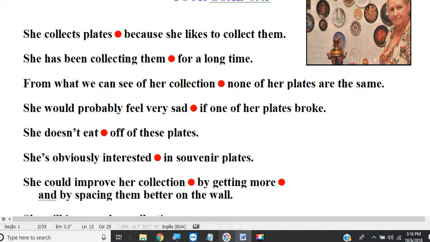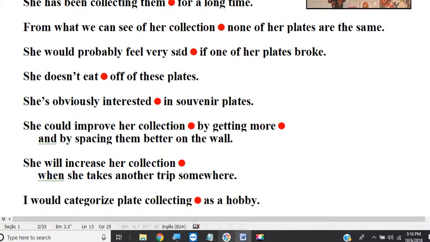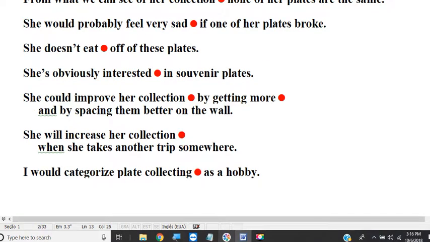She doesn't eat off of these plates. She's obviously interested in souvenir plates. She could improve her collection by getting more and by spacing them better on the wall. She will increase her collection when she takes another trip somewhere. I would categorize plate collecting as a hobby.